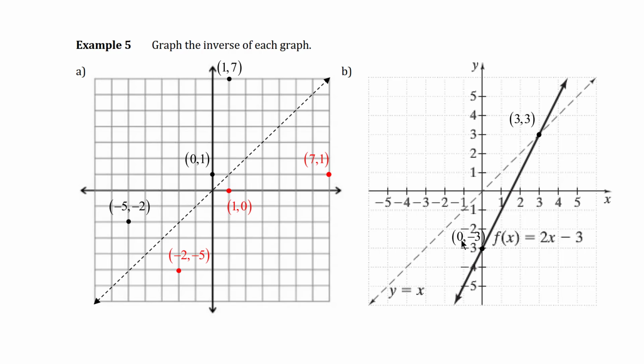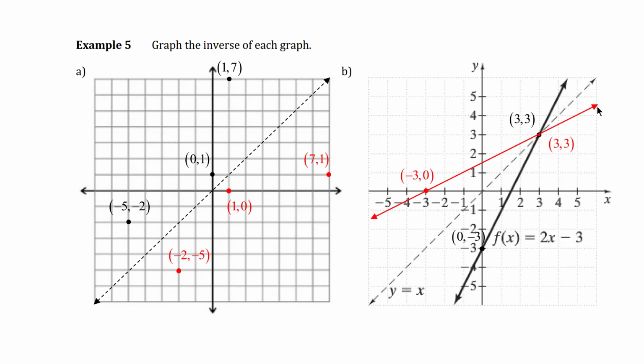So for 0, -3, we get the point -3, 0 for the inverse function. And for the point 3, 3, this point would stay the same. So 3, 3 would also be part of the inverse function. Next, we draw a line going through our 2 points. And now we have the graph of the inverse function in red.